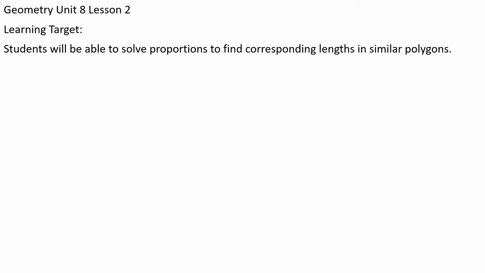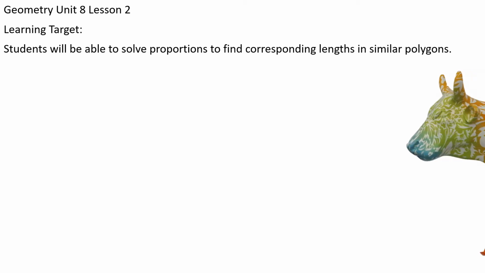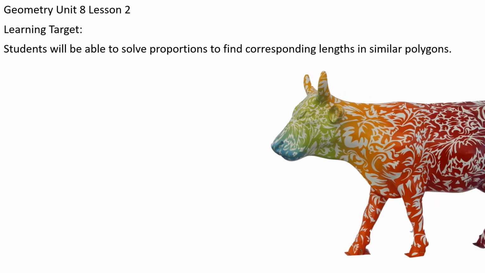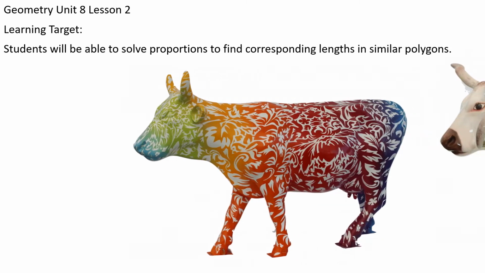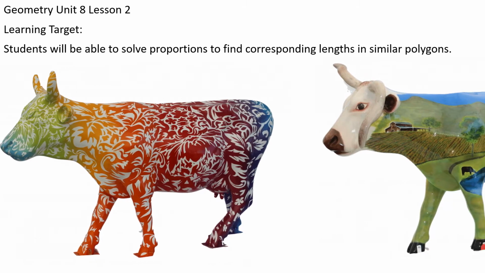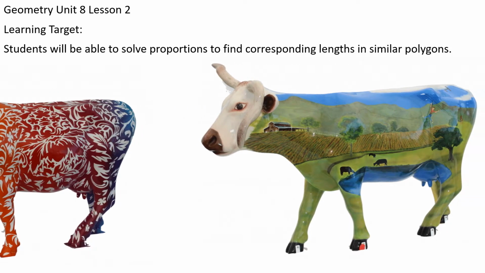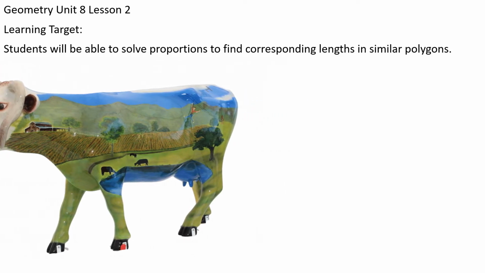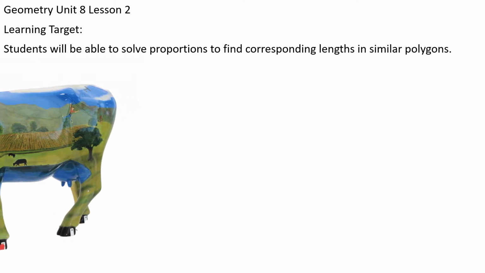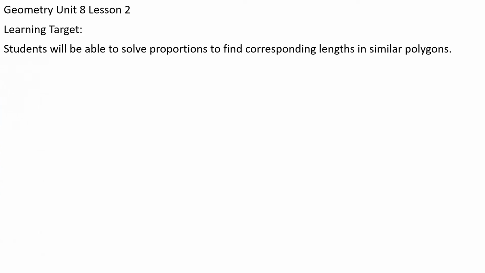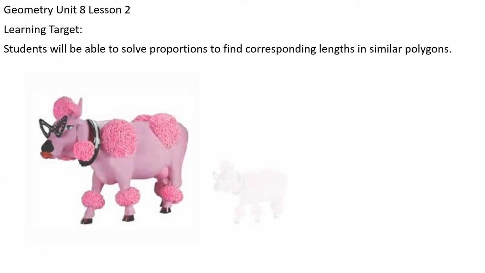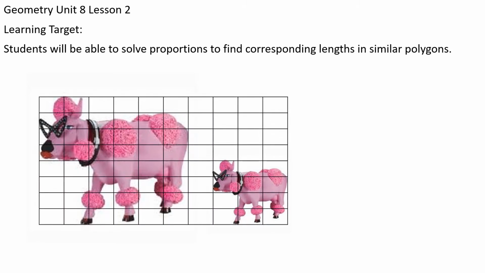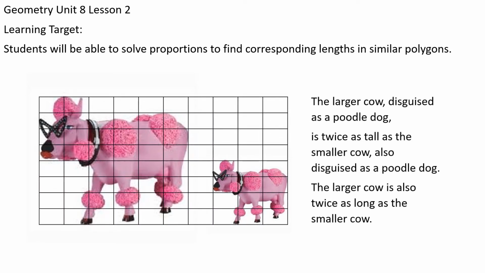Okay, so we've got the second lesson of this unit where we're going to actually take the proportion skills that we learned in the first lesson and apply them to polygons, which means we'll be taking some of the algebra we've learned and applying it to the actual geometry involved here. Notice that we have cows here.